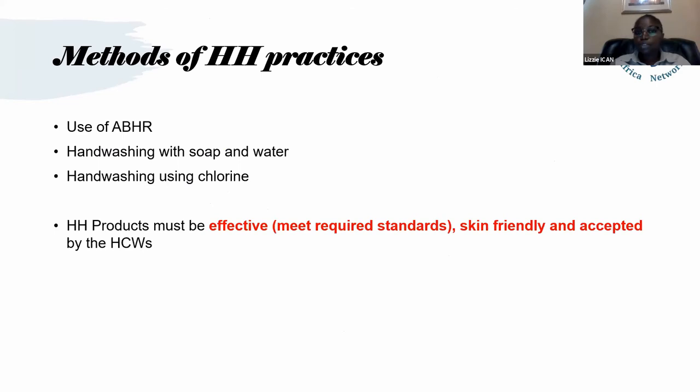So the methods of hand hygiene practices that are mostly used in the world are the use of the alcohol-based hand rub, which has become the gold standard because alcohol is very fast, very rapid, and very effective. There's also hand washing with soap and water. And in some low and middle income settings, they use chlorine to wash their hands. But the important take home message about any hand hygiene product is it must be effective and it must meet the required standards. It should be skin friendly and should be accepted by healthcare workers widely.